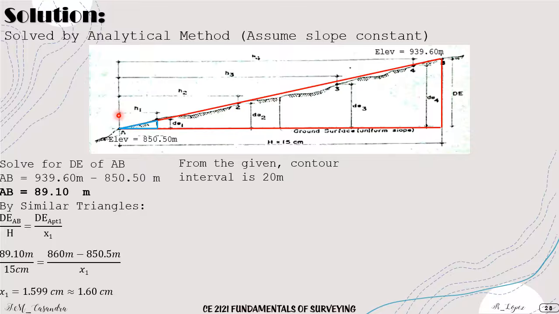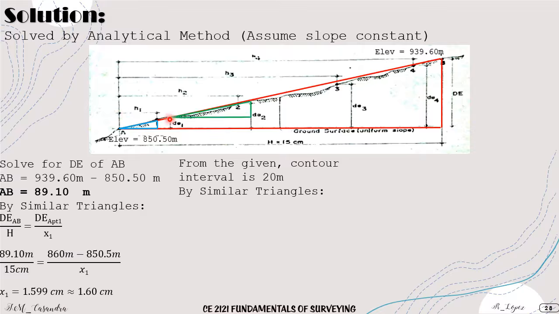So from our given, the contour interval now is at 20 meters, as the contour lines will pass through 860, 880, 900, and 920. So the interval is 20 meters. From there, we can solve also by similar triangles.